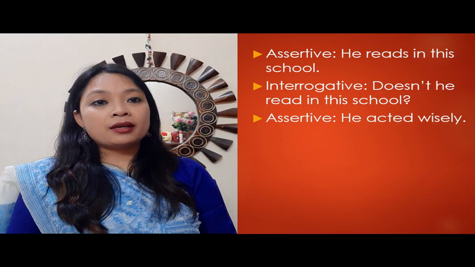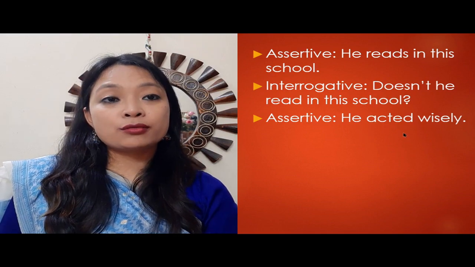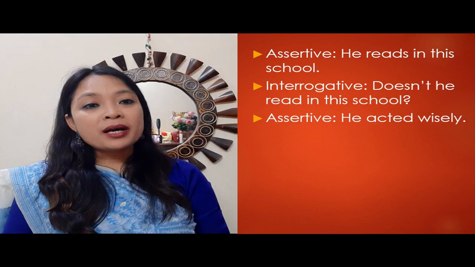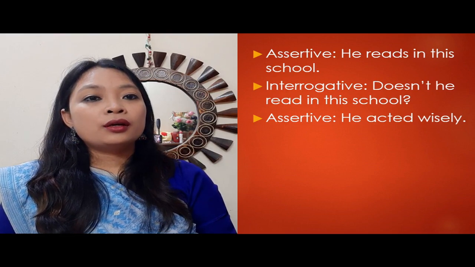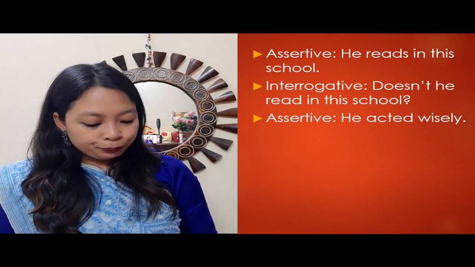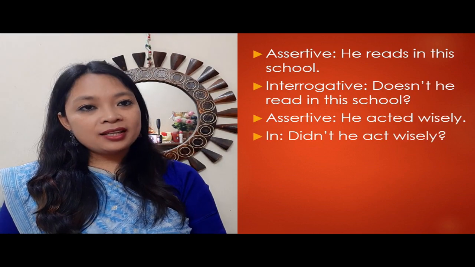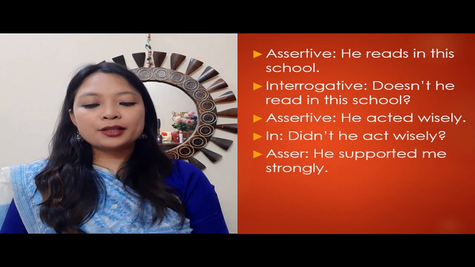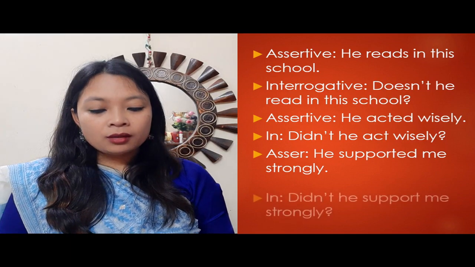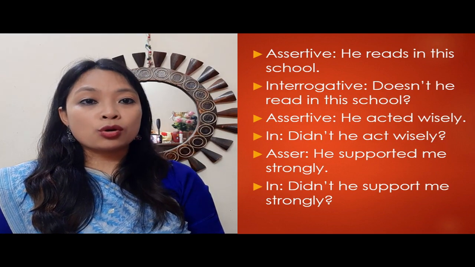Okay. So here we have another example. He acted wisely. So dear boys, the sentence is written in past indefinite tense. For past indefinite tense, we use the auxiliary verb did to make the sentence negative or interrogative. So now we are going to write down: Didn't he act wisely? Right. So the next one, he supported me strongly. Didn't he support me strongly?